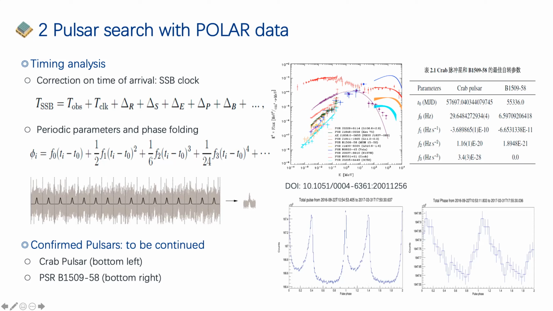For the moment, we have 2 confirmed pulsars, which are the Crab Pulsar and the B1509-58. The top right table shows you the best fitted periodic parameters, and the bottom plots are pulse profiles of them. As you can see, the detection of the Crab Pulsar is much more significant than the other pulsar. So for now, we just focused on the Crab Pulsar to do further studies.